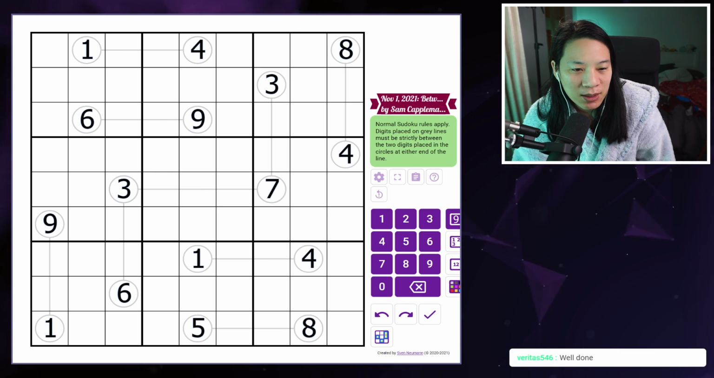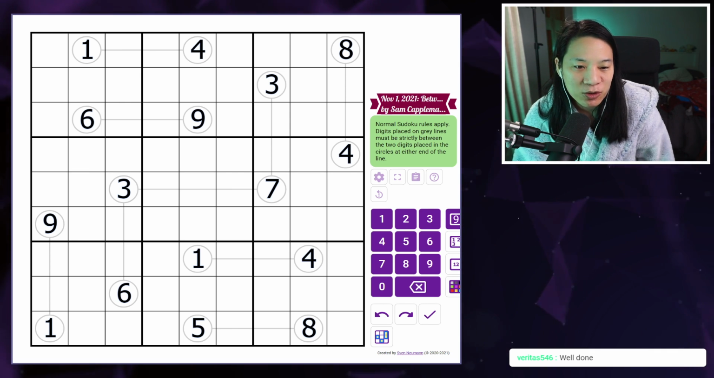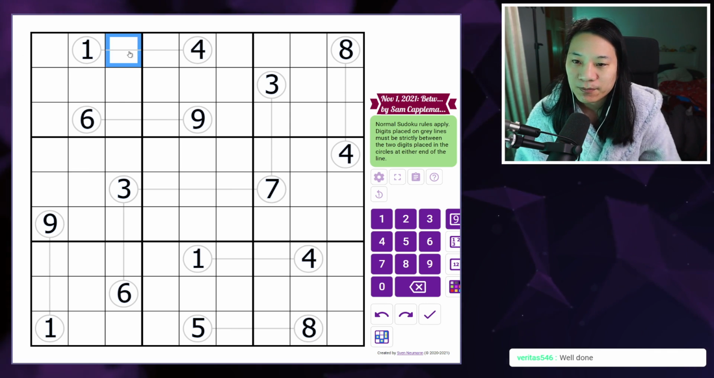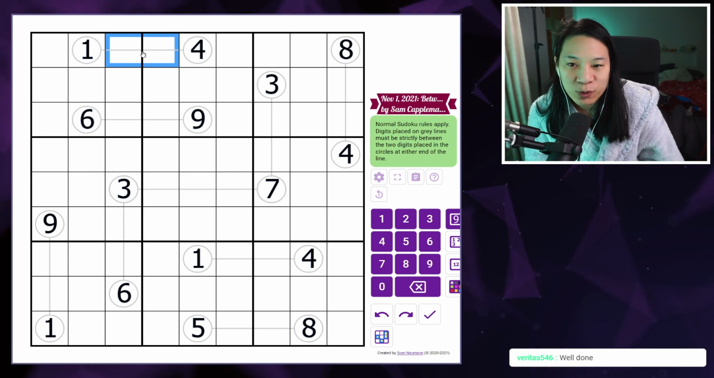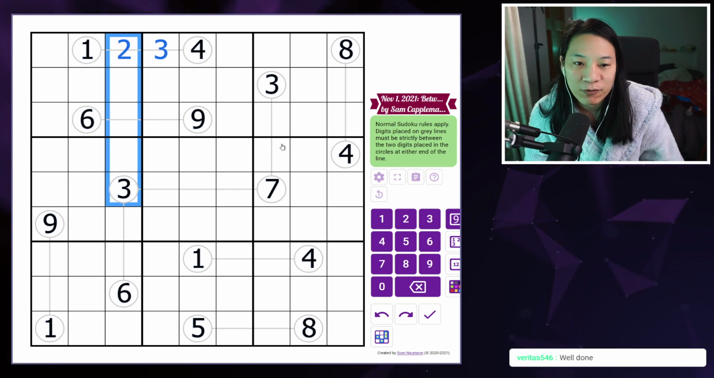Must be strictly placed. Hold on. Digits placed on the grey lines must be strictly between the 2 digits. So I'm guessing that's got to be 2 and 3 because it's between 1 and 4. So 2 and 3 are resolved because of that 3.